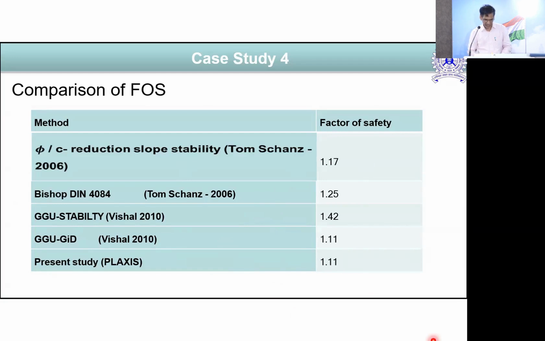The point was that I'll just apprise you that these are people who have already solved this same slope, and we are trying to solve it. Somebody got 1 point something, we got 1, somebody got 1.17, somebody got 1.25 and so on. Suppose Bishop's method gives 1.25, but actually it's 1.1. So there is a 10 to 20% variation if you compare with a numerical method like the Plaxis method.